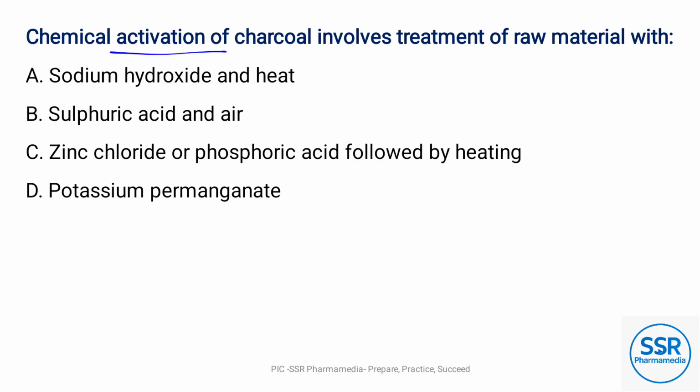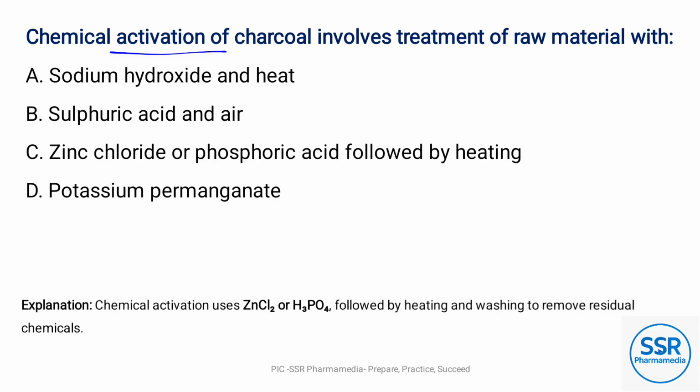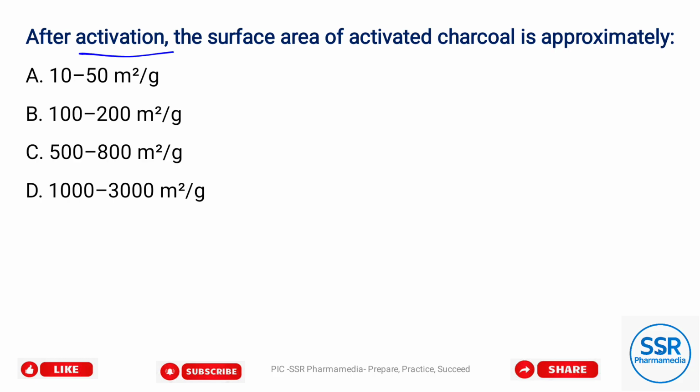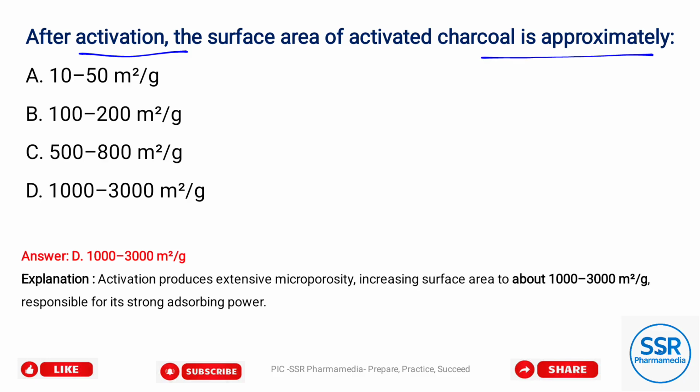Chemical activation of charcoal involves treatment of raw material with option C, zinc chloride, phosphoric acids followed by heating. After activation, the surface area of activated charcoal is approximately option D, 1000 to 3000 meters square per gram.